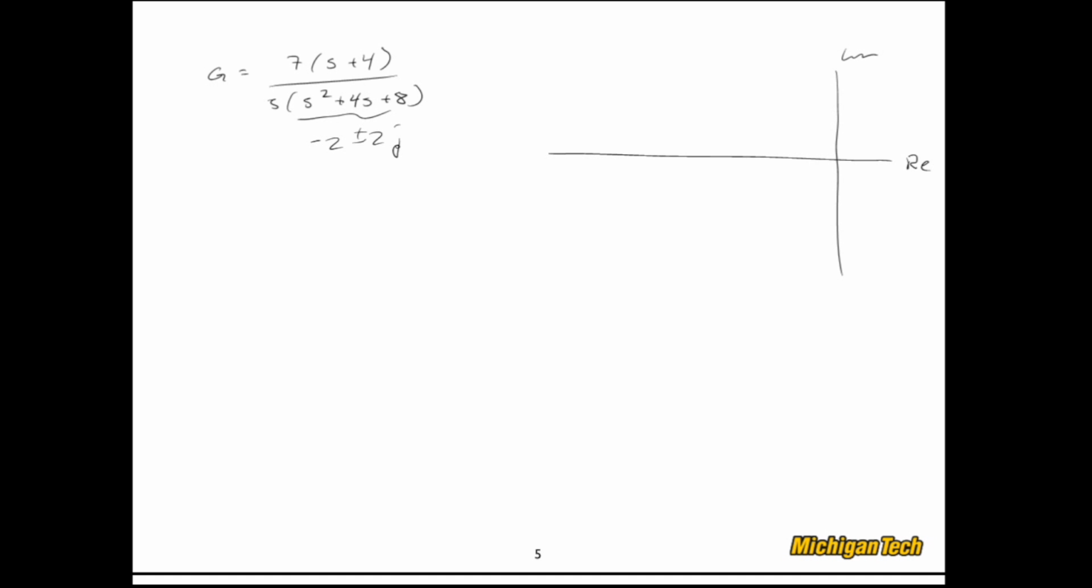So the way that this works is you plot the poles and zeros in the complex plane. So let's see, I have a 0 at negative 4, so I'll put a little O right there. I have a pole at the origin, and I have a couple poles at negative 2 plus minus 2j, so there and there.